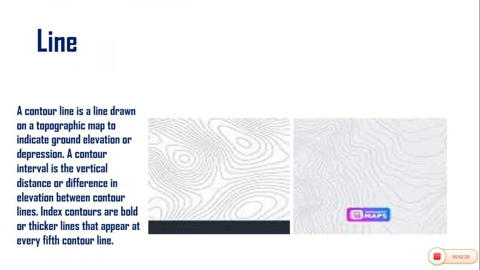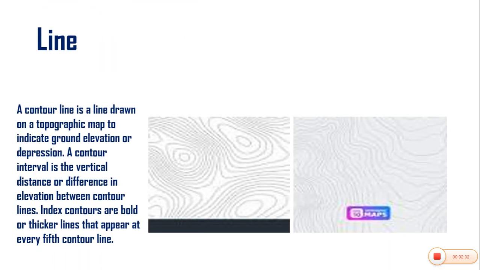Another feature is the contour line. A contour line is a line drawn on a topographic map to indicate ground elevation or depression. A contour interval is a vertical distance or difference in elevation between contour lines. Index contours are bold or thicker lines that appear at every fifth contour line. Look at this contour line, just like when we talked about contour before. The lines are close together here, showing a steeper slope. When the lines are far apart, it shows that the slope is not steep, it's just gentle or mild. Look at the image on this side too.